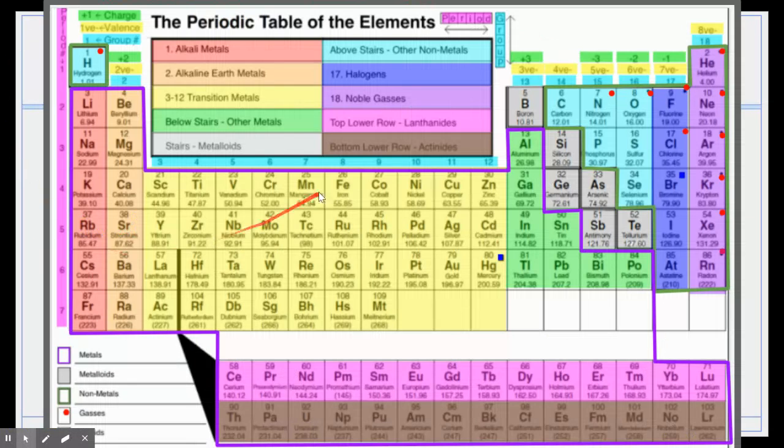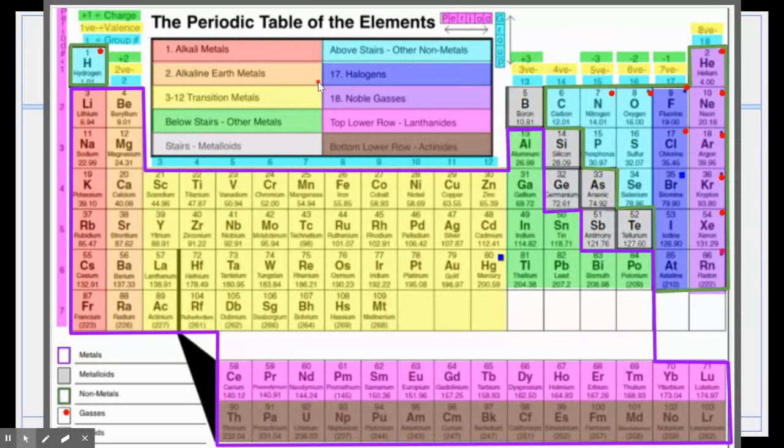When we look at our periodic table, we can see that I've actually given you the number of valence electrons right at the top here. So you can see 1 Ve minus means 1 valence electron for group 1, 2 valence electrons for group 2. We skip the middle, 3 valence electrons for group 13, 4 for 14, 5 for 15, 6 for 16, 7 for 17, 8 for 18, except for helium, which has 2.